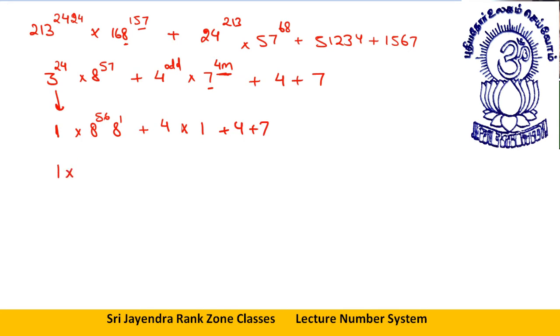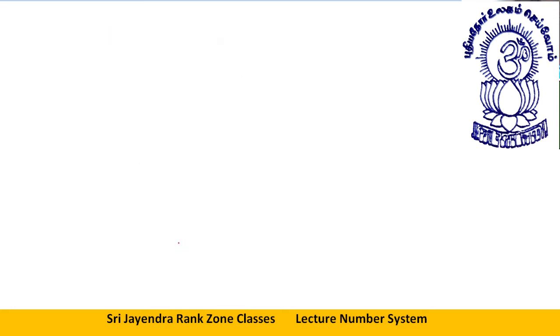See, just forget this thing. Just take this. 8 raised to power 1 will give me 8, plus 4, plus 4, plus 7. 8 plus 8, 16. 16 plus 7 is 23. So your unit digit will be 3.